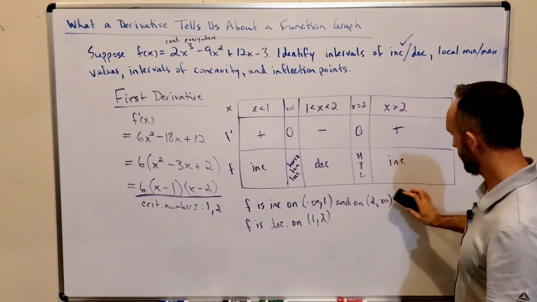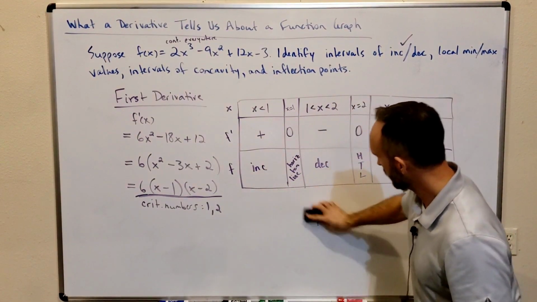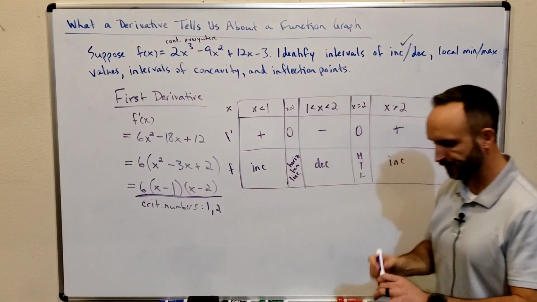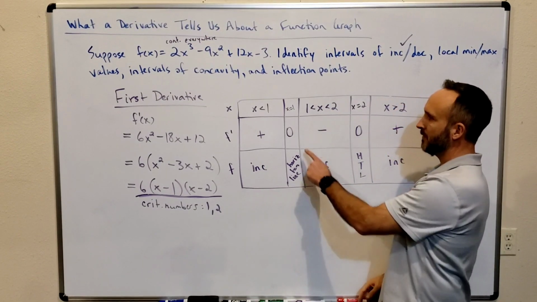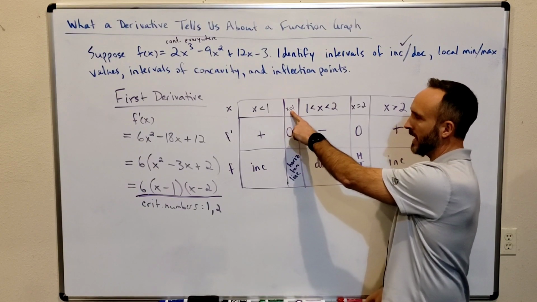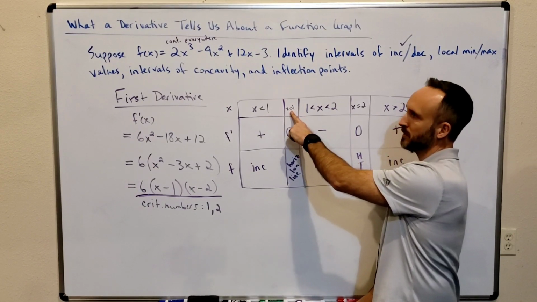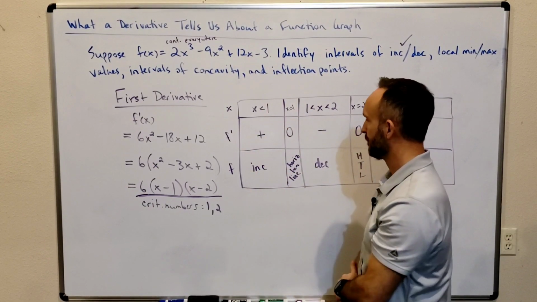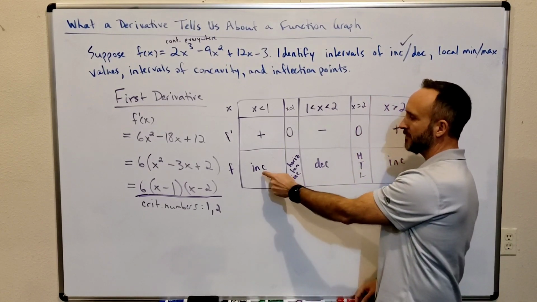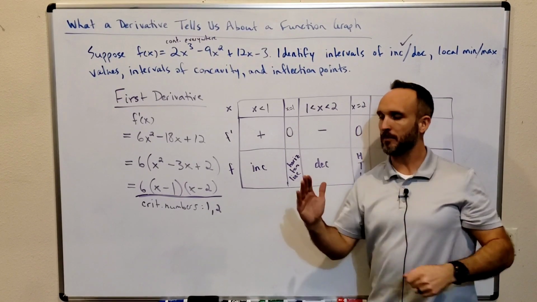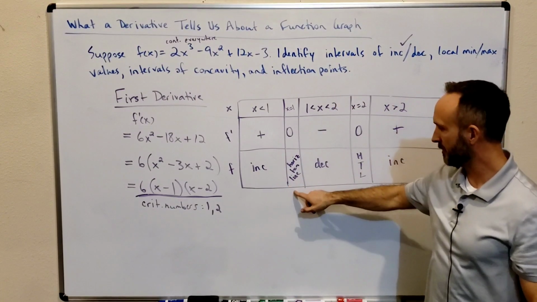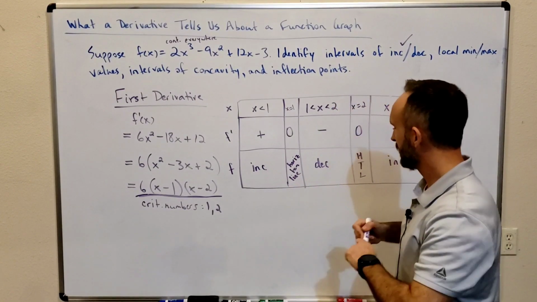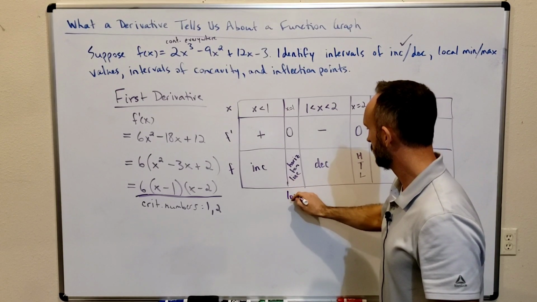Okay? So let me erase this. Identify local min and max values. So what's happening here is at x equals 1, we have a point where the function's continuous because this function's continuous everywhere. And f changes from increasing to decreasing. That means it's going up, flattening out, and then coming back down. So this is definitely a local maximum.